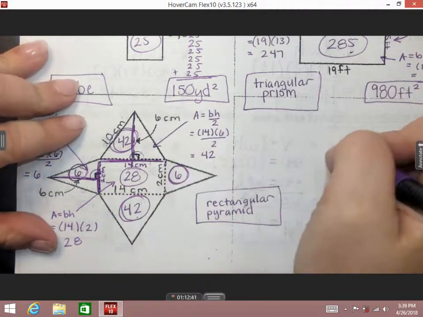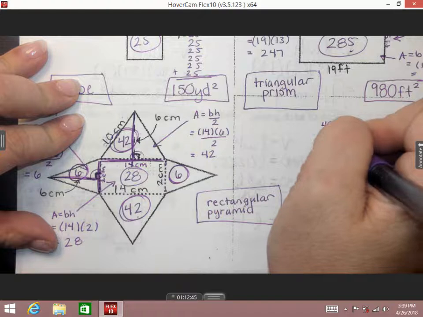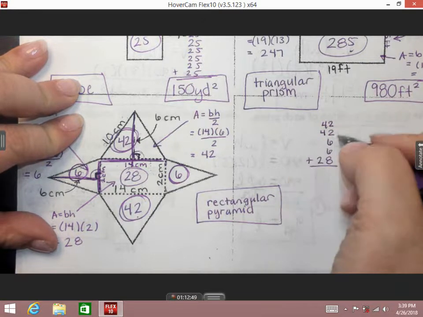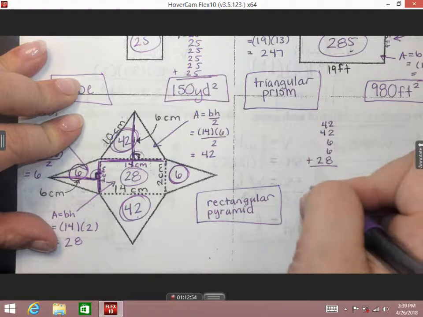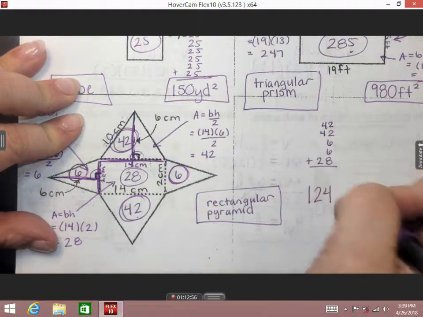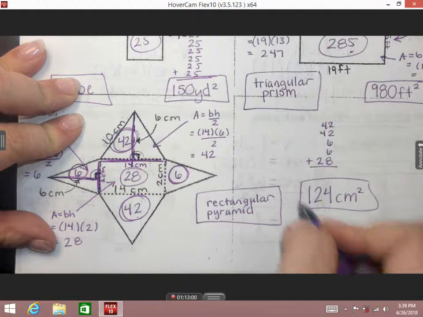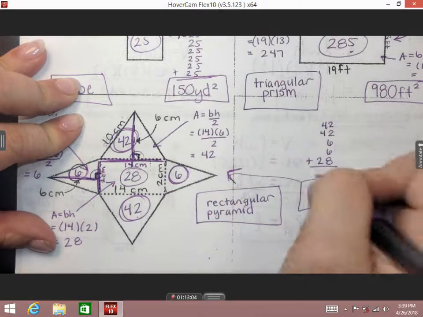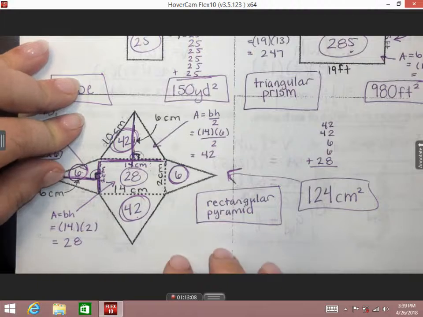All right, so I'm going to add those up, making sure I keep my pairs. So 42 and 42, 6 and 6, and then I also have 28. That just helps me, if I keep them paired up, to make sure I have all my numbers involved. And when I add that up, I do get 124 centimeters squared. All right, and that is going to be for that last shape. And I'm just going to make sure we put the arrow over there. So my surface area is 124 centimeters squared.